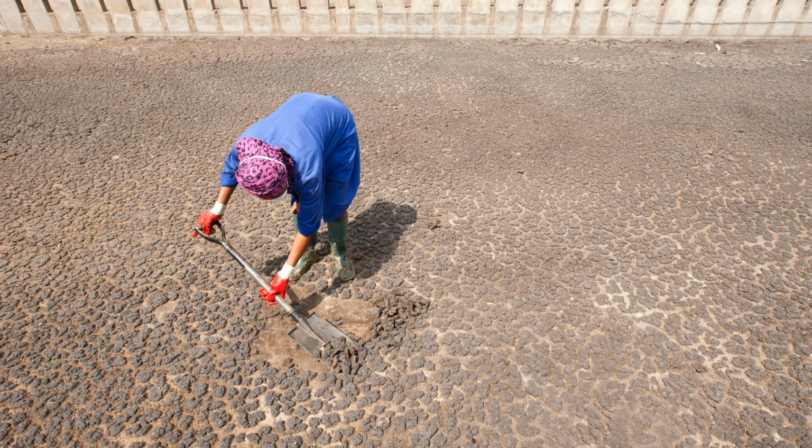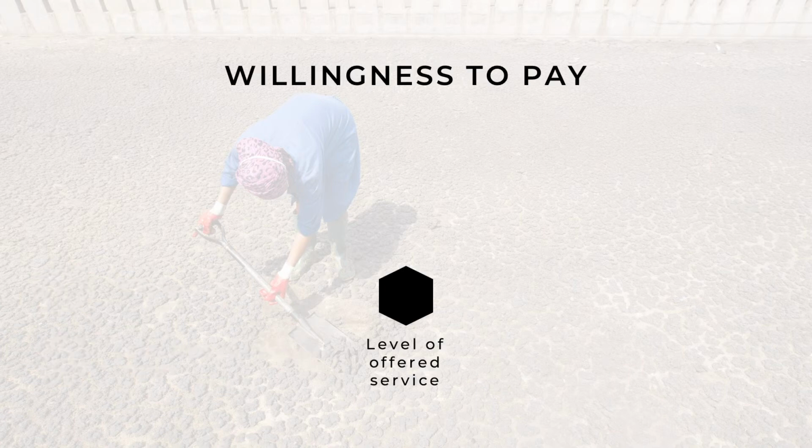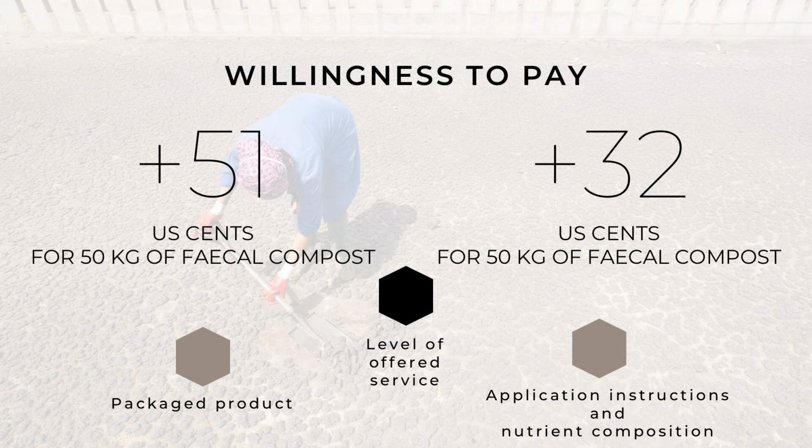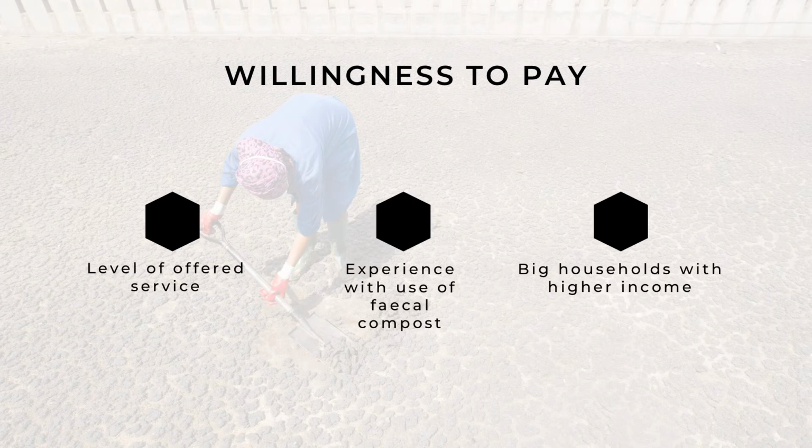Let me give you an example. The use of fecal waste as fertilizer is practiced by most farmers in Ghana. A study analyzed that farmers are likely to pay more for fertilizer if the product offers improvements and additional benefits. Now, these results show that farmers are willing to pay an additional 51 US dollar cents for 50 kg of fecal compost that is packaged, and an additional 32 cents if application instructions and nutrient compositions are added to the fertilizer in the form of a label. This willingness to pay was especially higher with farmers that had experience with the use of fecal compost and whose household income and size was higher.